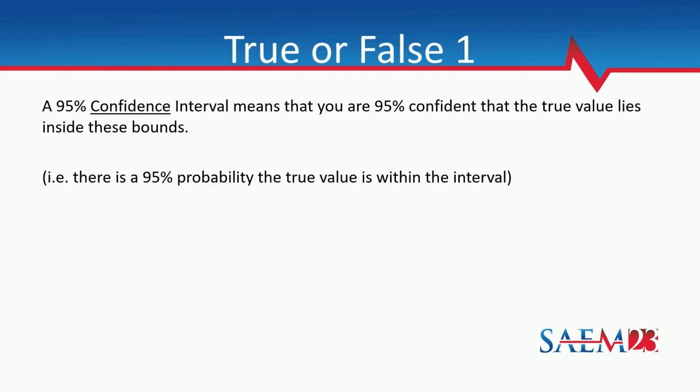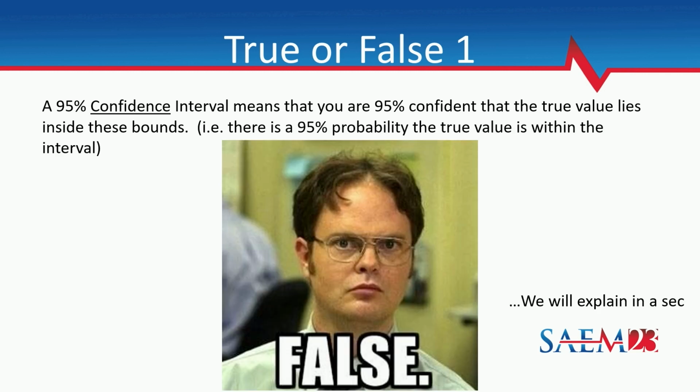All right, so most of this is going to be interactive, true, false, and you can just raise your hand for true or shout out. How about shout out true? And we're going to go through one by one. So true or false? A 95% confidence interval means that you are 95% confident that the true value lies between these bounds. Who says true? Okay. There is a 95% probability the true value is within the interval. It's actually false. We'll explain in a sec.